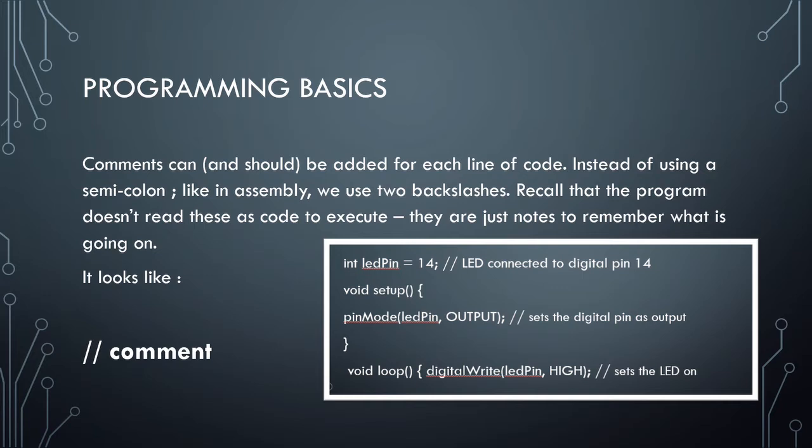The last piece of our programming basics is the comments. Before in assembly, we noted a comment with a semicolon, and they're a bit different in C programming. So before it was a semicolon in assembly, when we're doing C programming in Energia, our comments are actually going to be noted by 2 backslashes.